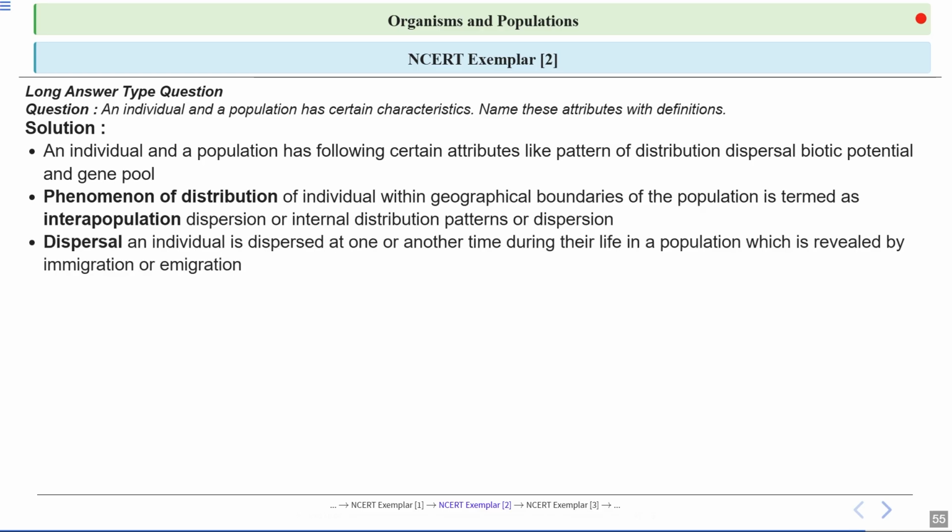Next, let's talk about dispersal. Dispersal means that individuals move from one place to another at some point in their life, which can happen through immigration or emigration. Now what is immigration? When individuals are entering into a population. Emigration, when individuals are leaving a particular population.